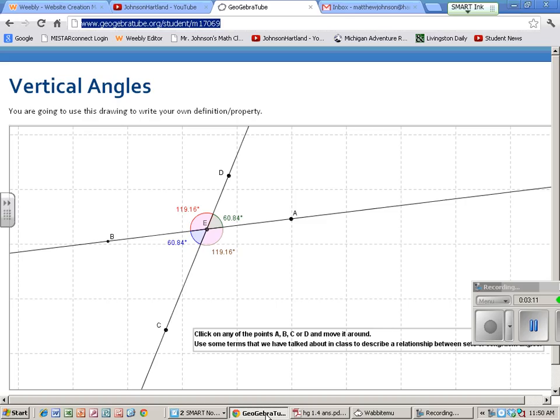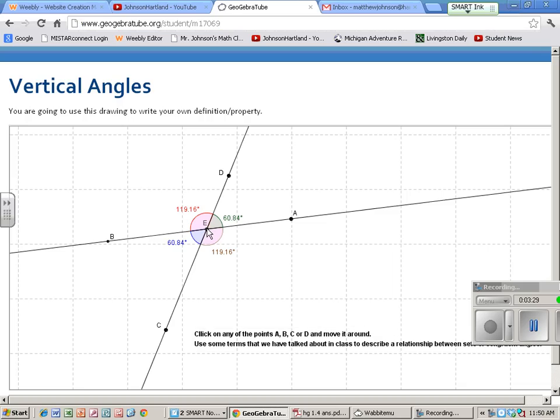Here we go. All right, this is a program called GeoGebra. I mentioned it one of the first couple of days. What we have here is two lines. We have line AB and we have line CD. They are intersecting at point E.